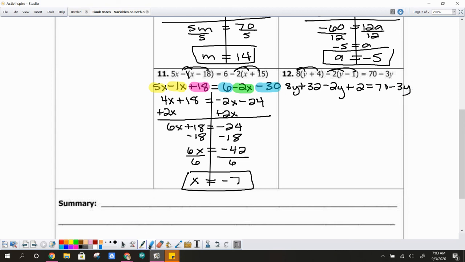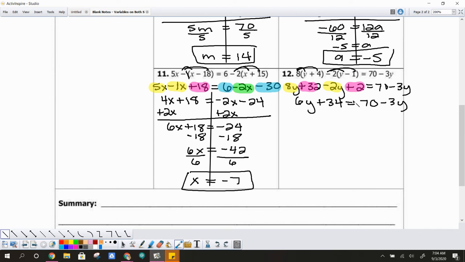Go ahead and combine your like terms. So all my y terms I'm going to make yellow. All my constants I'm going to make pink. Nothing to do on the right side, so that's going to stay as is. So I'm going to do 8 minus 2 to get 6y. And then a positive 32 plus 2 is a positive 34. And then bring down the rest because it stayed the same.